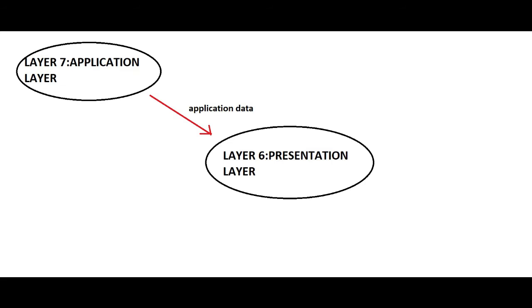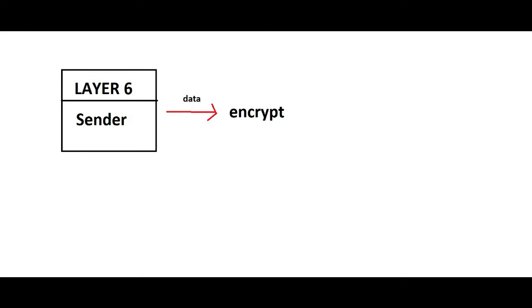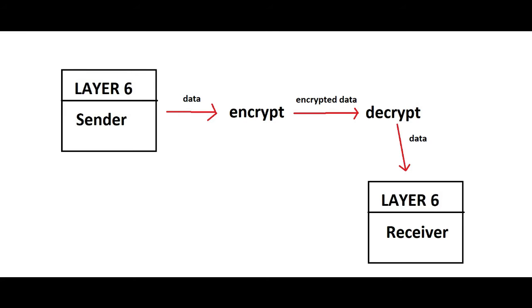Layer 6, presentation layer. This layer will be receiving application data from Layer 7, translate it into binary and compress it. Layer 6 encrypts that data as it leaves the network. Then it decrypts the data when the system receives it.